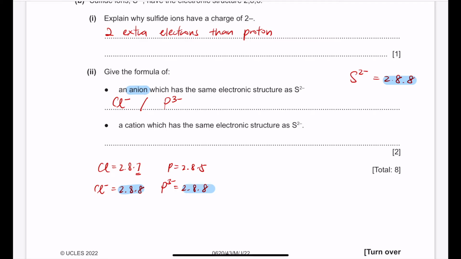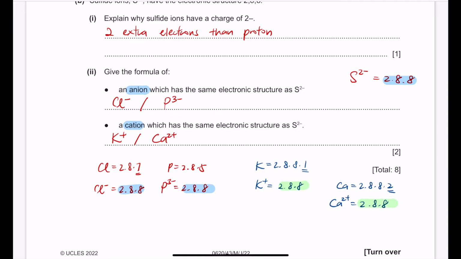So next, cations, positive ions. What are the positive ions with the same electronic structure as S2-? The answer will be K+ or calcium ions. How do we know? Potassium initially is 2,8,8,1. It donates 1 to become 2,8,8, K+. And then calcium initially is 2,8,8,2. It donates 2 to become 2,8,8, Ca2+. So you see, 2,8,8.